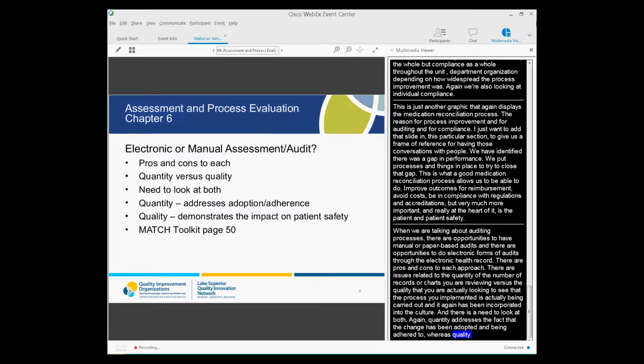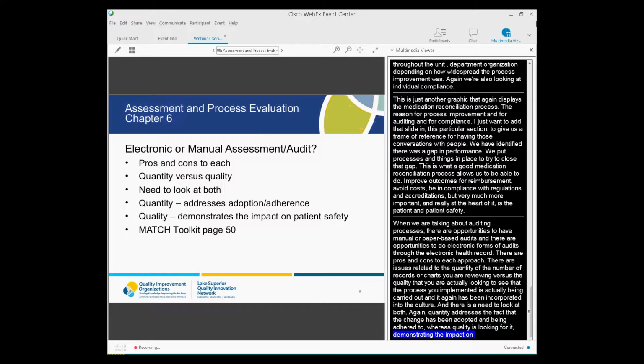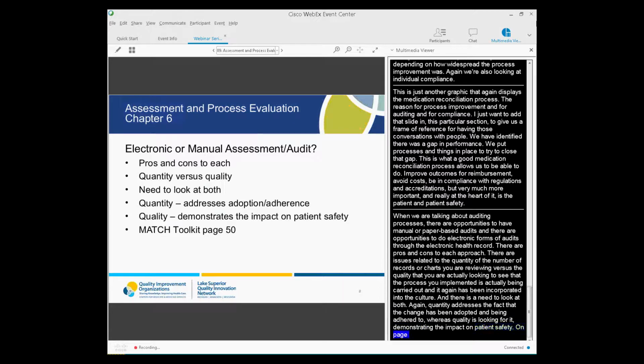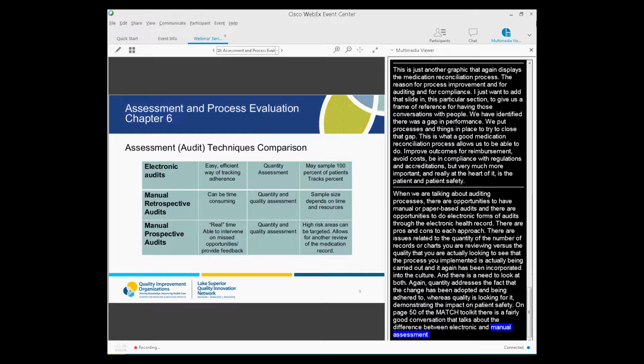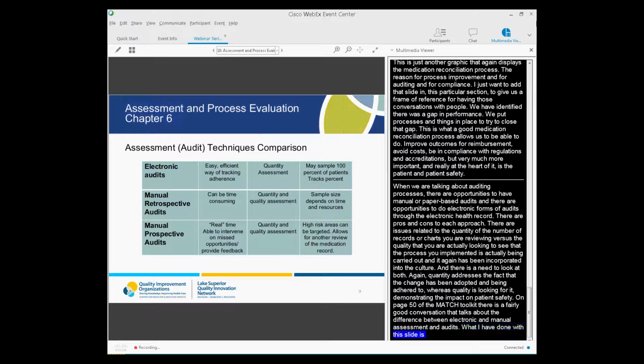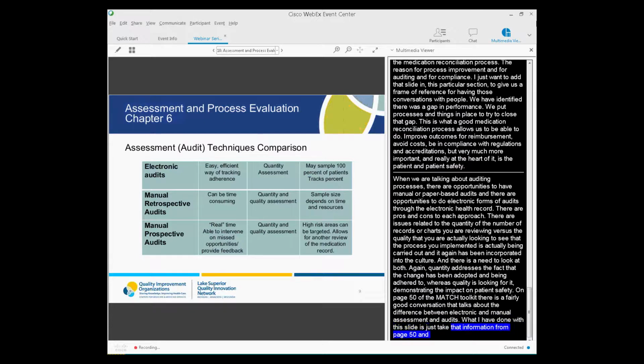And on page 50 of the MATCH Toolkit, there is a fairly good conversation that talks about the difference between electronic and manual assessments and audits. What I have done with this slide is just take that information from page 50 and condense it into a little bit easier version to read.